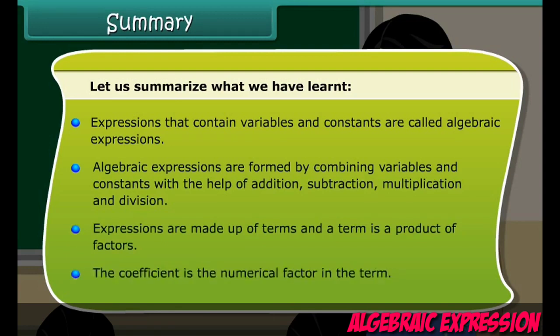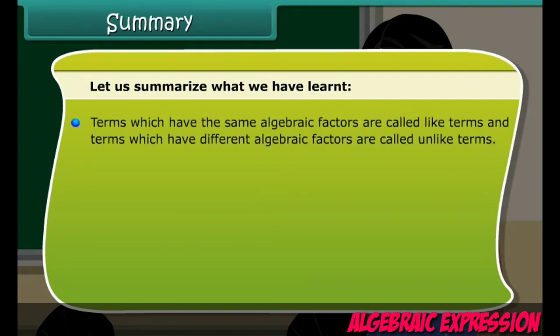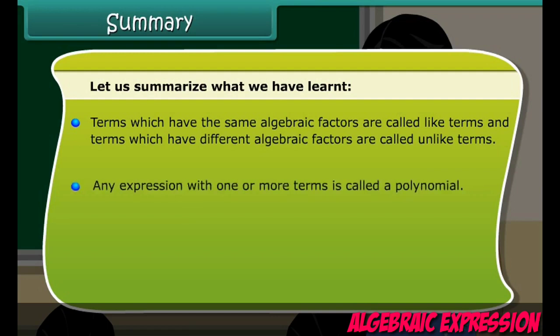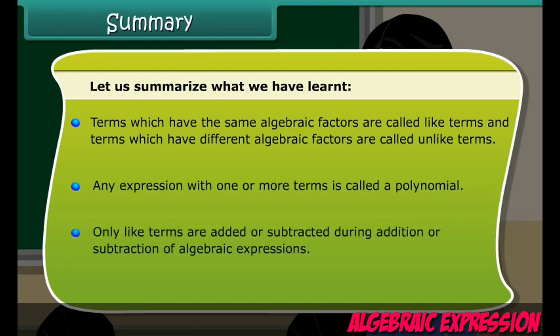The coefficient is the numerical factor in the term. Terms which have the same algebraic factors are called like terms, and terms which have different algebraic factors are called unlike terms. Any expression with one or more terms is called a polynomial. Only like terms are added or subtracted during addition or subtraction of algebraic expressions.